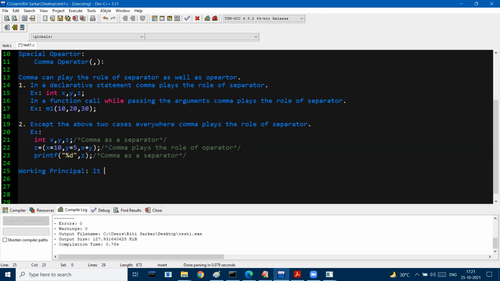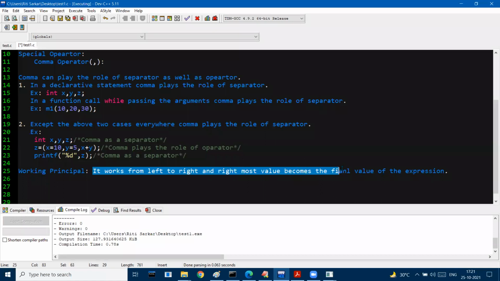Very simple. It works from left to right, and the rightmost value becomes the final value of the expression. This is what you have to remember, guys. This is the working principle. It works from left to right, and the rightmost value will become the final value of the expression.